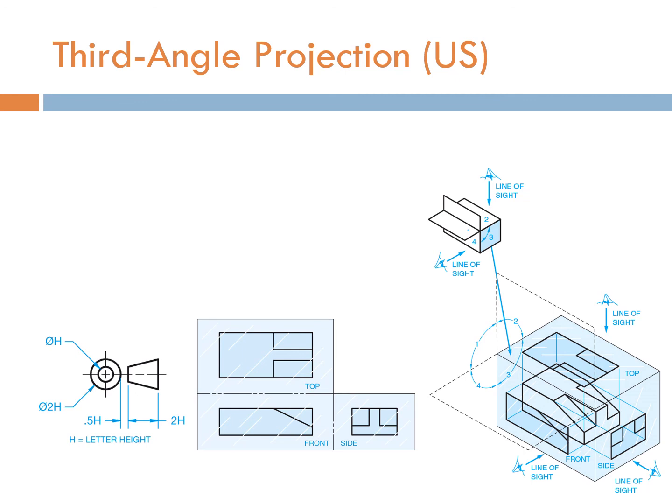The main thing you want to notice about the symbol over here is that you're starting like a cone shape with a short radius to the large radius. That represents the third angle projection.